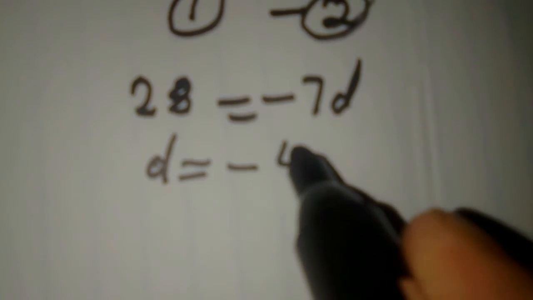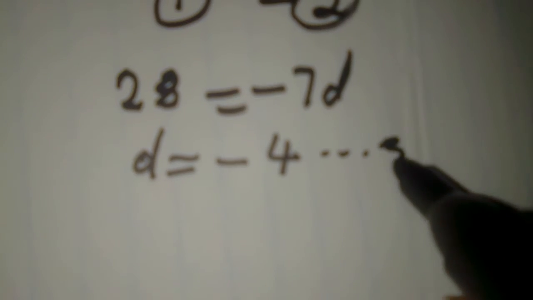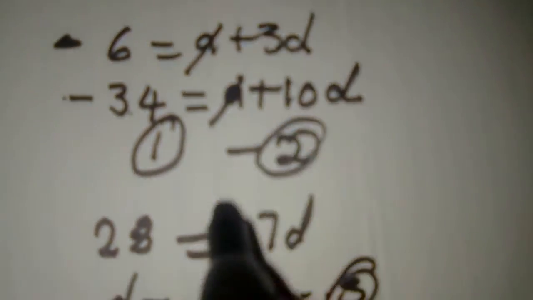From here, I need to make d the subject of the formula. So I have to divide both sides by -7. How many times does 7 go into 28? It goes 4 times. So that means d is -4. Let's name d as equation 3. We can substitute d into either equation 1 or equation 2. I prefer to substitute into equation 1, which is -6 equals A plus 3d.